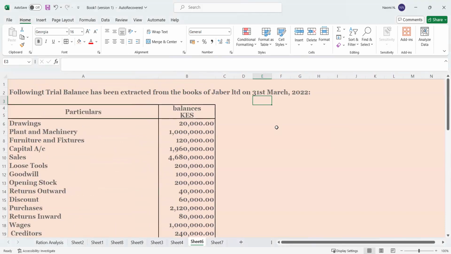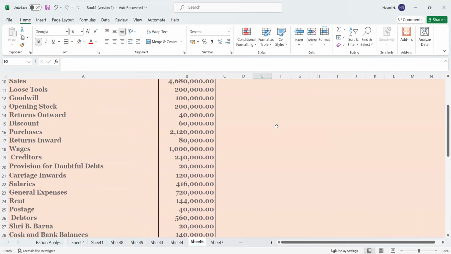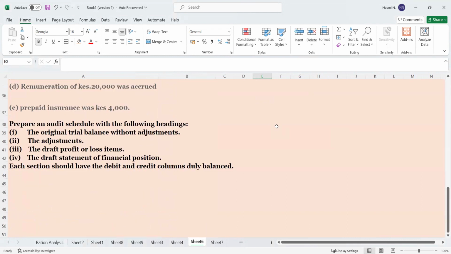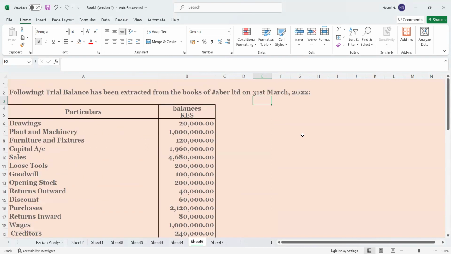The question, of course, let's go to what they want us to do. Prepare an audit schedule with the following headings. We need to have the original trial balance, adjustments, then the adjusted ones, then the draft of profit or loss items, and also the draft of financial statement items. So this is what we are going to do. Maybe we can read the question.